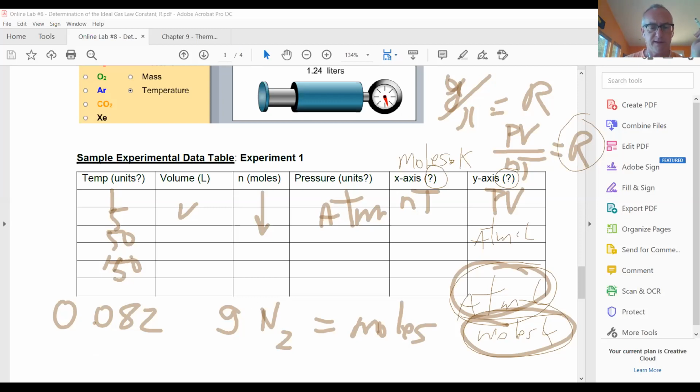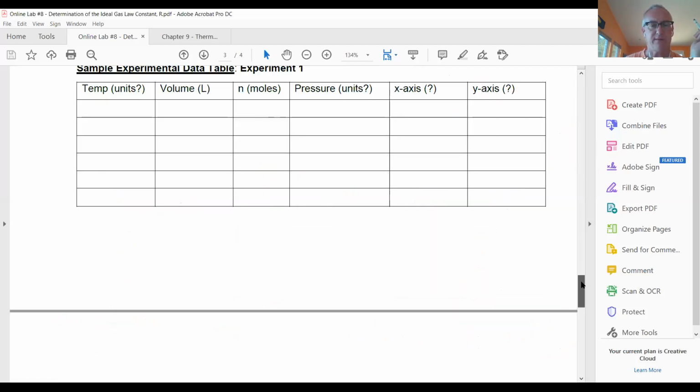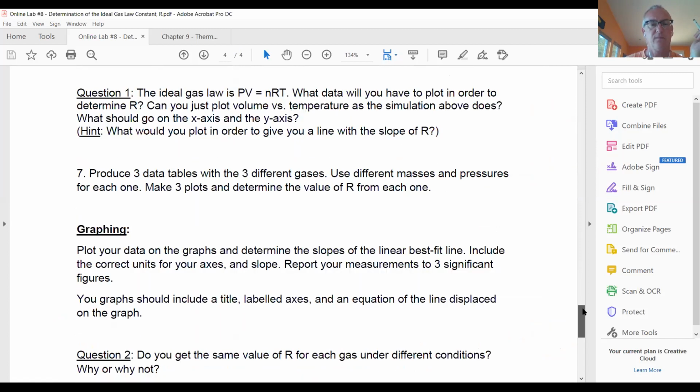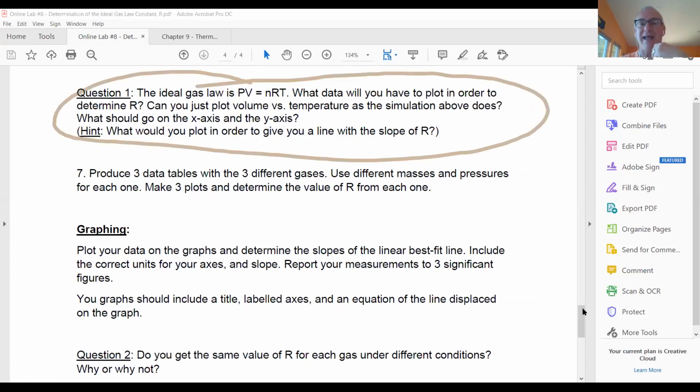Okay, so let's clear this out and just see what the rest of the stuff we have to do. Right, so these are some of the questions you should address during your discussion. We just went over what data we're going to have to plot to get R. We just had a nice long discussion about it. Can you just plot volume versus temperature? So basically, I want you to answer this question.